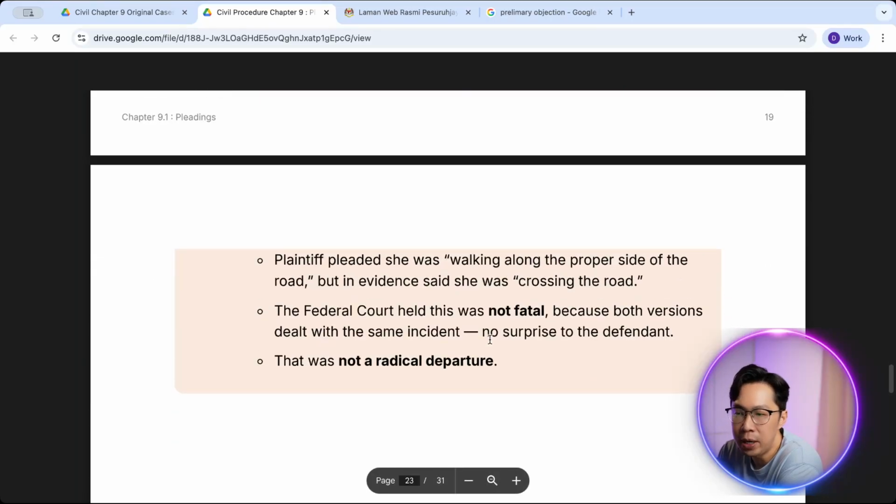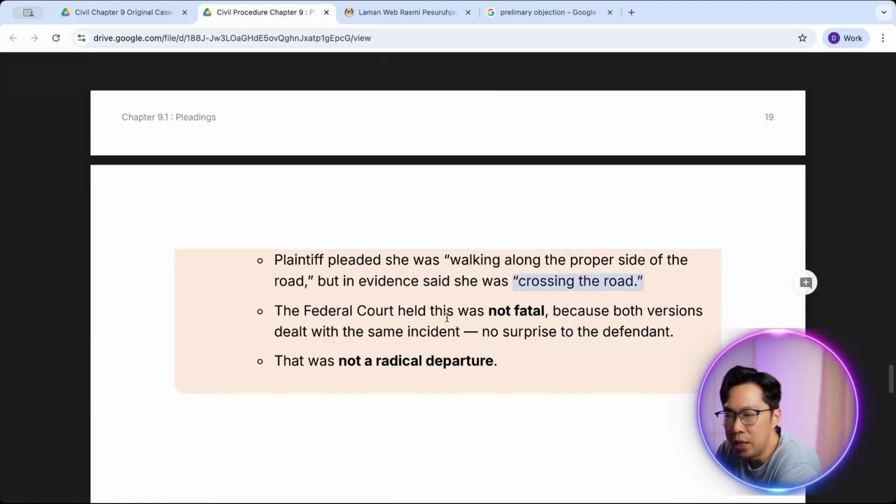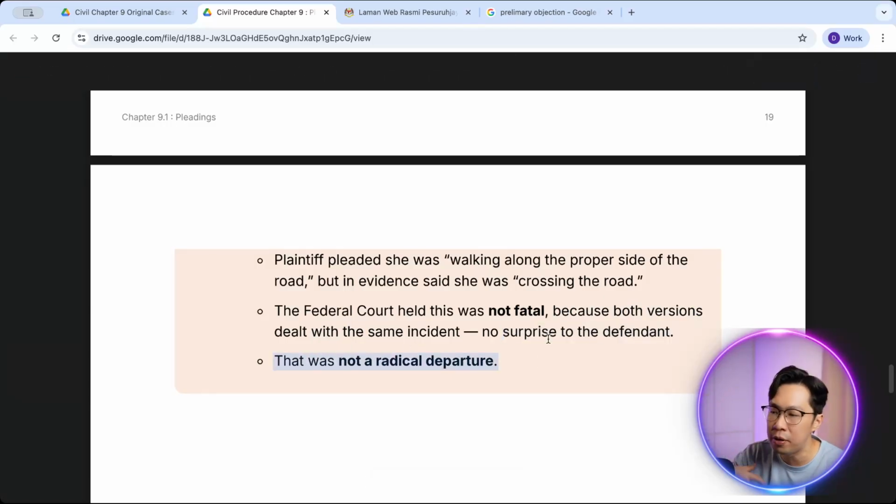So, they use a few examples. The plaintiff pleaded she was walking along the proper side of the road, but in evidence she was crossing the road. This was not fatal because both versions deal with the same incident. No surprise. This is not radical. Radical is totally different. So I want you to know.